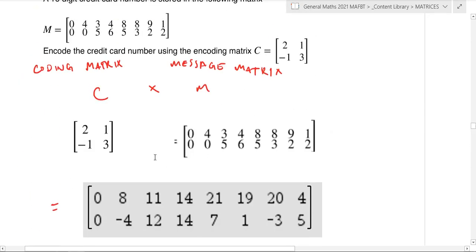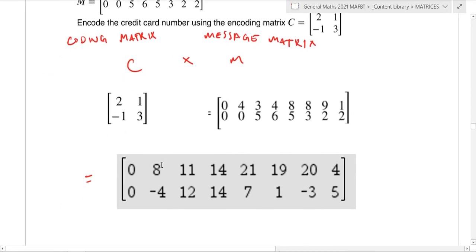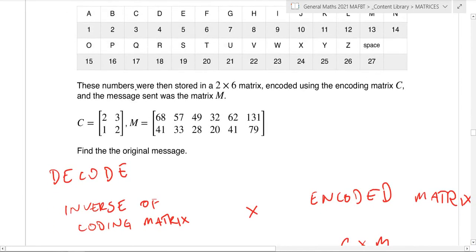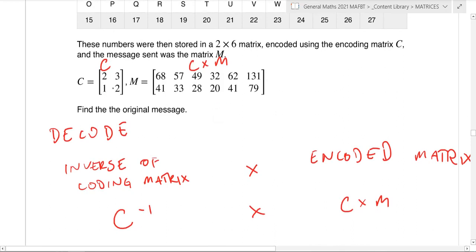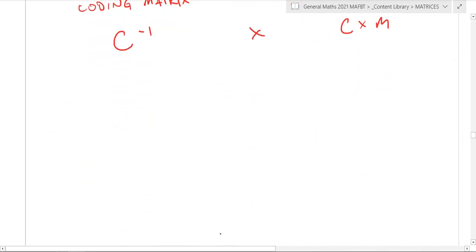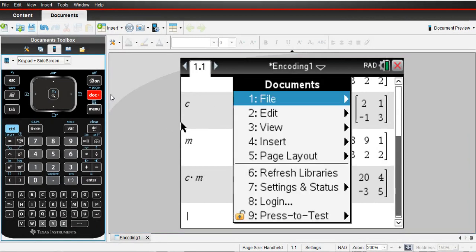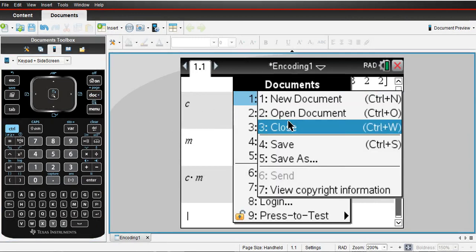Okay, remember what this matrix represents. This is the encoded matrix. And in this case, this is matrix C, and this is the encoded matrix of some sort. So we need to now decode this. All we have to do is get the inverse of this matrix and multiply it with this matrix. So to do that, use your CAS calculator for this, okay? Because again, you're not going to do it by hand. It's too much.